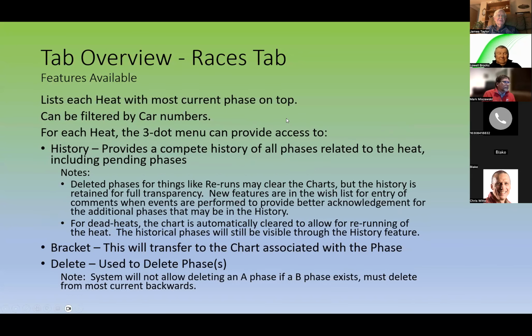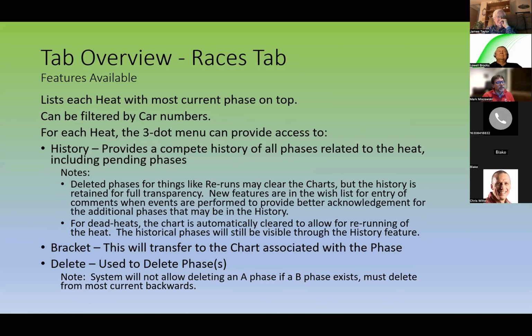The races tab lists each heat with the most current phase on top. Most current, the last race that ran, is the one that will be on top. It can be filtered by card number as well. For each heat, the 3-dot menu provides history, bracket, and delete. All similar to the phases tab.